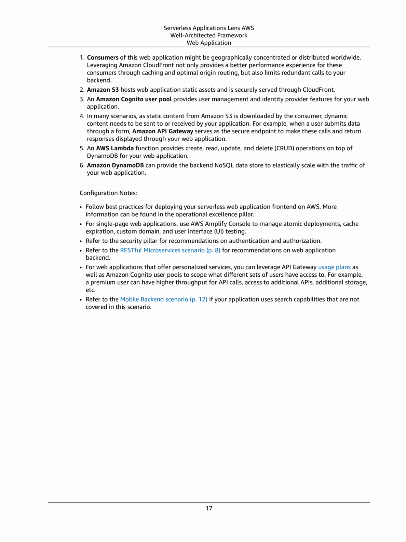Configuration notes. Follow best practices for deploying your serverless web application front-end on AWS. More information can be found in the Operational Excellence pillar. For single-page web applications, use AWS Amplify Console to manage atomic deployments, cache expiration, custom domain, and user interface (UI) testing. Refer to the Security pillar for recommendations on authentication and authorization. Refer to the RESTful Microservices scenario (P8) for recommendations on web application backend. For web applications that offer personalized services, you can leverage API Gateway usage plans as well as Amazon Cognito user pools to scope what different sets of users have access to.